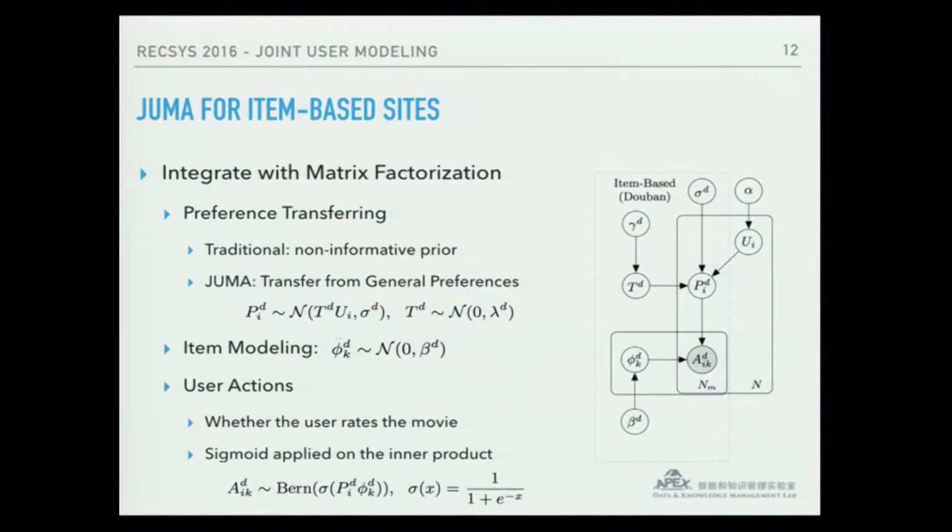And for item modeling, we can just keep the non-informative prior as in the traditional matrix factorization. For user action, we consider each user-movie pair as an action, showing whether the user reads the movie. We then model it by a Bernoulli distribution over the parameter of a sigmoid function applied on the inner product.